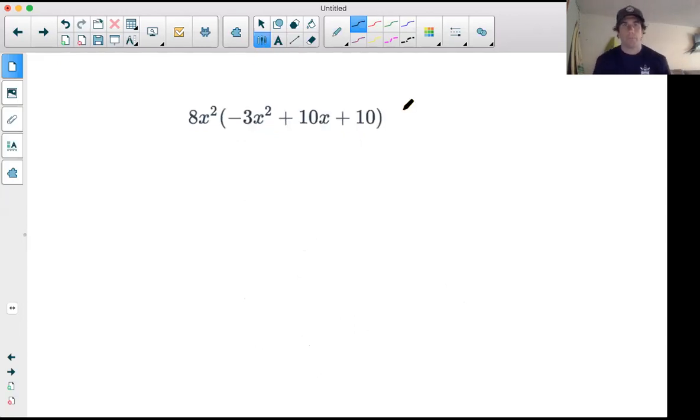Let's do one more. This one looks like we have a monomial times a trinomial. We got 3 terms here. I'm multiplying because it's on the outside of the parentheses, so you distribute. So you distribute 1, 2, 3. 8x squared times a negative 3x squared. Coefficients, 8 times negative 3, negative 24.